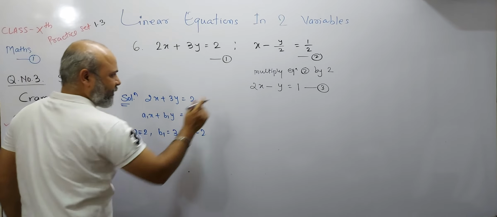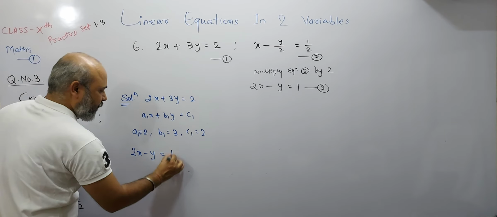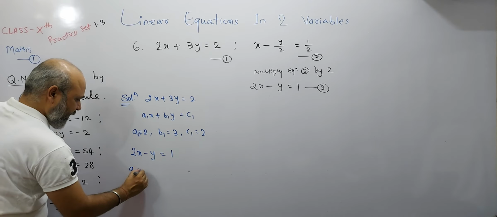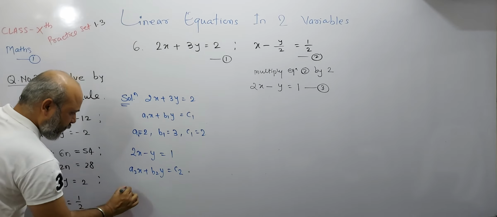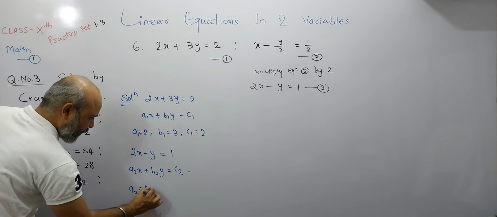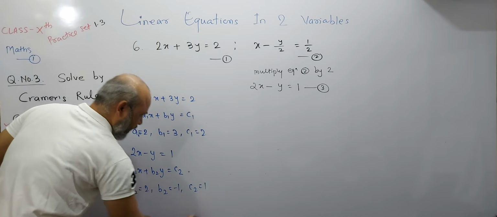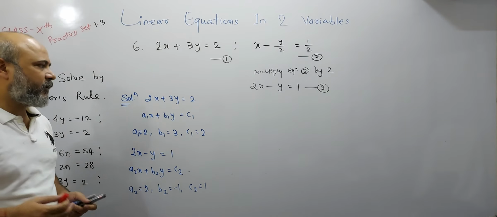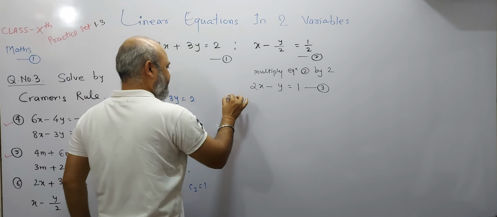Similarly, for second equation, that is 2x minus y is equal to 1, when you will compare this equation by a2x plus b2y is equal to c2, so you will get a2 is equal to 2, b2 is equal to minus 1 and c2 is equal to 1. And now we'll find the different value of that is determinants, that is D. First we'll find D.